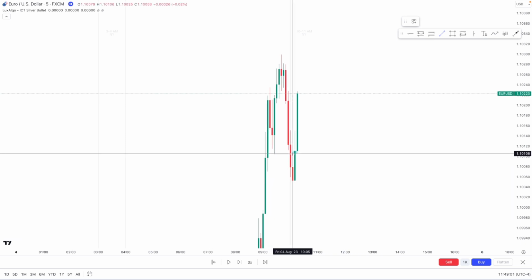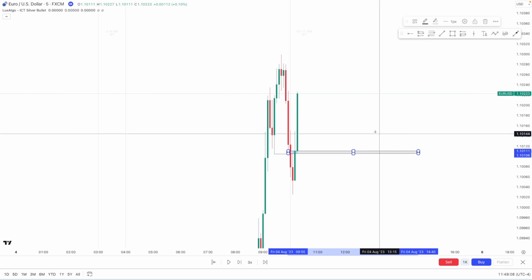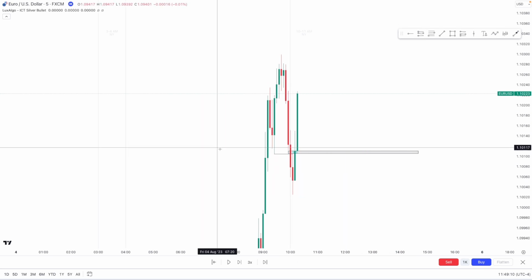So as you can see, there's this FVG right over here. And then before this FVG, we had this FVG also, which is still unmitigated. So that's a BPR zone. So that's why this zone is a very high probability, and that's why you should enter the trade.